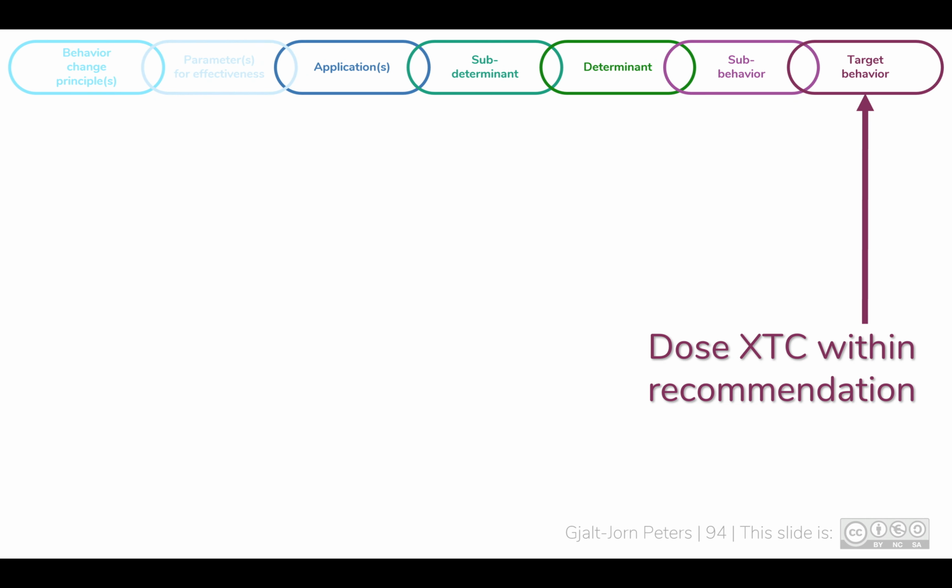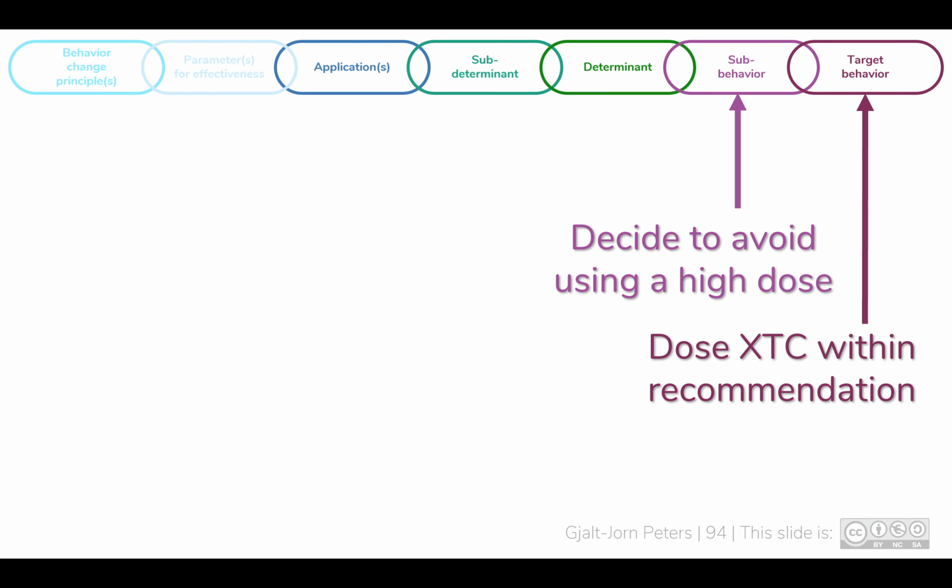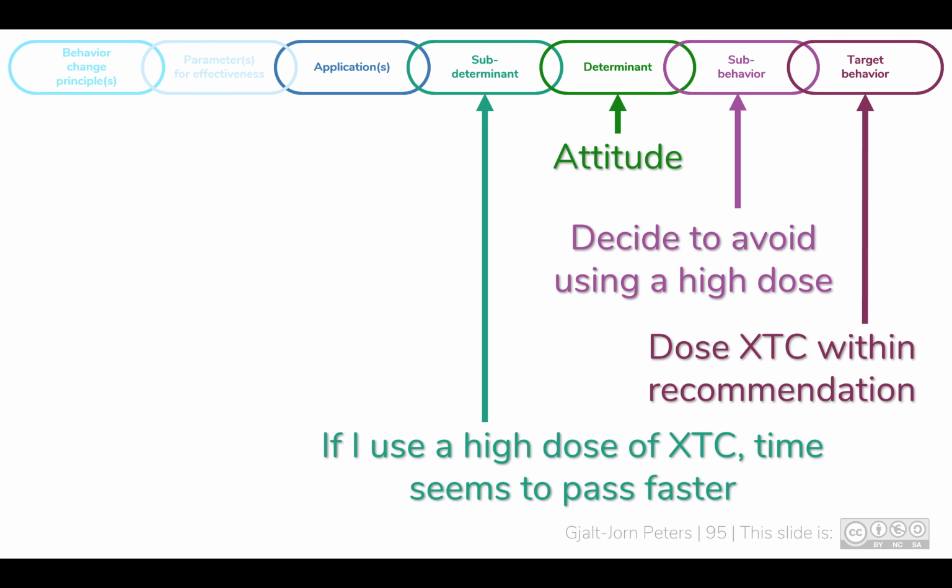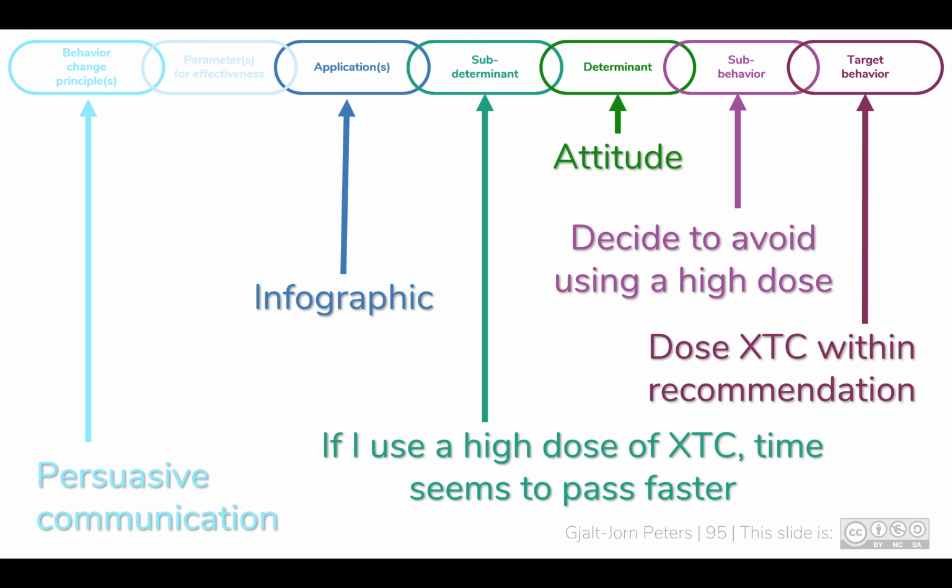So for example, you want people to dose ecstasy within the recommendation, and who wouldn't want that? For that, one of the sub-behaviors would be that they have to decide to avoid a high dose of ecstasy. We know that that is predicted by the attitude, and the specific sub-determinant is that they have to realize that if they use a high dose, time seems to pass faster, so they actually get a worse experience in the end. We know that persuasive communication can work to target this, and we decide to use an infographic to convey this, and one of the parameters is that the message has to be perceived as relevant by the target audience. This is one causal structural chain with 7 links.